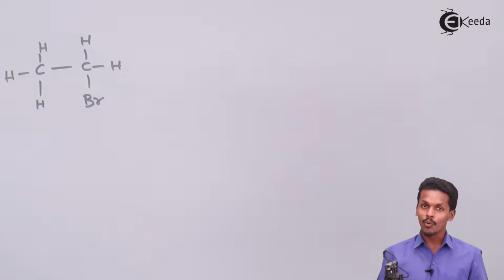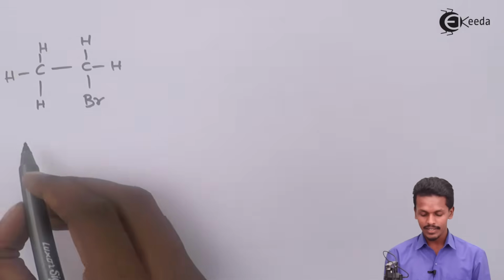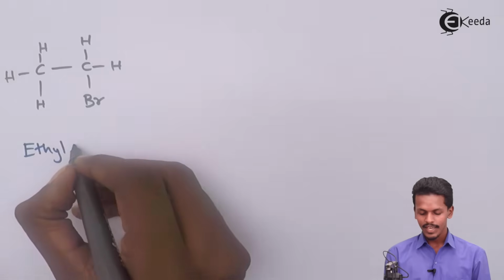So suppose we have this one. This is ethyl bromide, because the number of carbon atoms here is 2, and the bromine atom is attached over this carbon atom. So talking about how the reaction will take place while converting an alkyl halide, this is an alkyl halide, known as ethyl bromide.